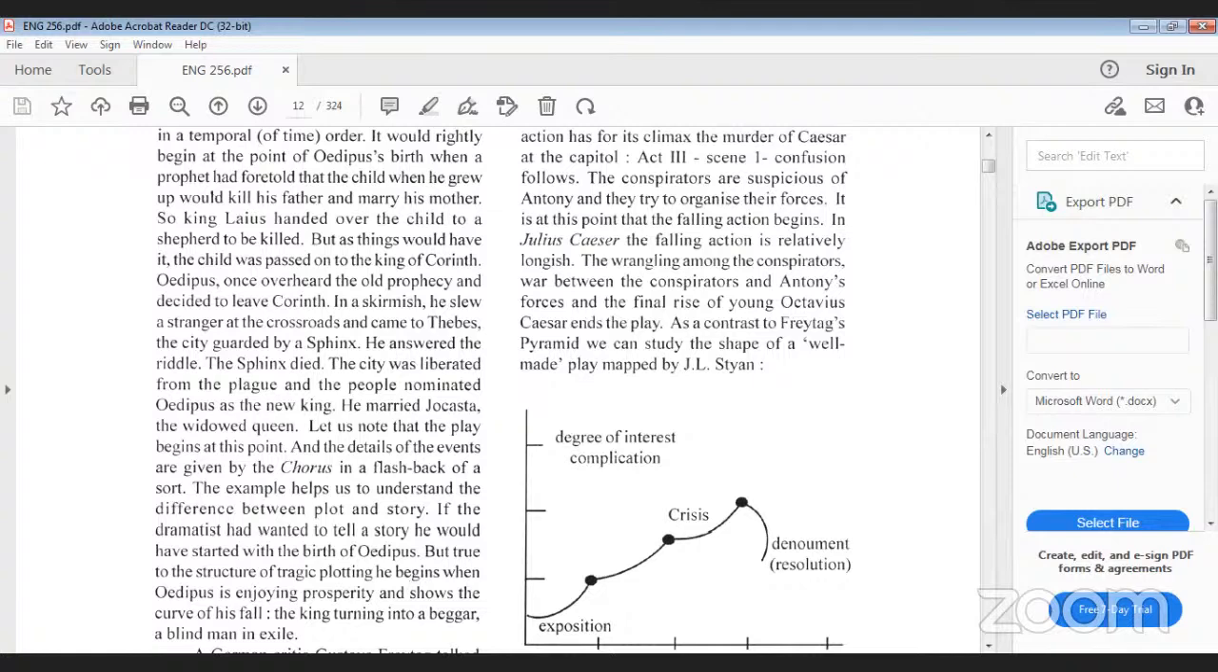Okay, if the dramatist had wanted to tell a story, he would have started with the birth of Oedipus, but this is true of the structure of a tragic plotting, म्हणजे plotting जो आहे, प्लॉटचा जो प्लॉटिंग प्रकार जो आहे, it is being explained in these few lines. Okay, and it shows the curve of his fall, the king turning into a beggar, म्हणजे राजावरून तो भिकारी झाला आंधळा.